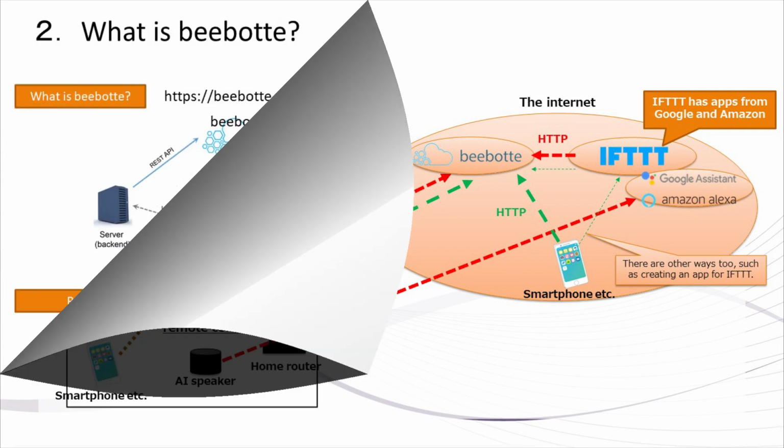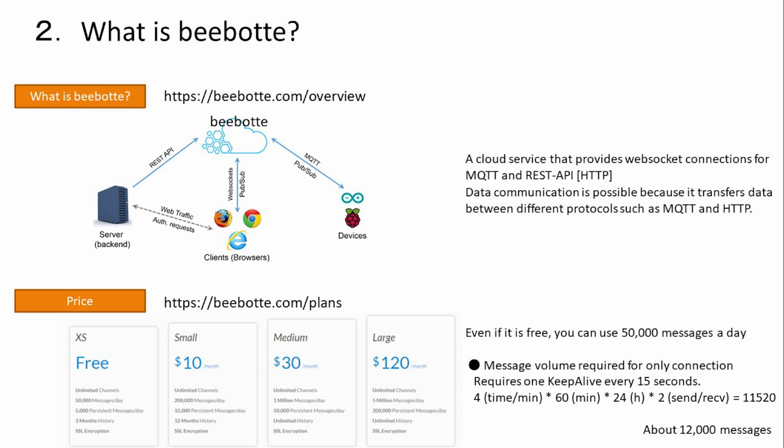Let's move on. As for beebotte, as shown in this figure, REST API, that is, HTTP access, WebSocket, MQTT, etc. connection is possible. In addition, since HTTP and MQTT data are exchanged mutually, data communication between different protocols is also possible. Although it is a fee, it is possible to exchange 50,000 messages a day even if it is free.